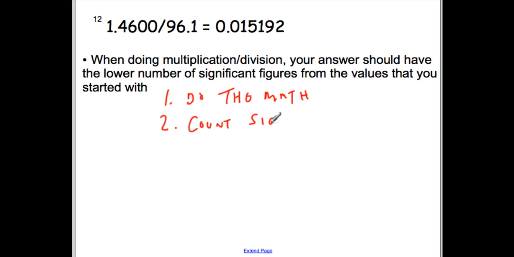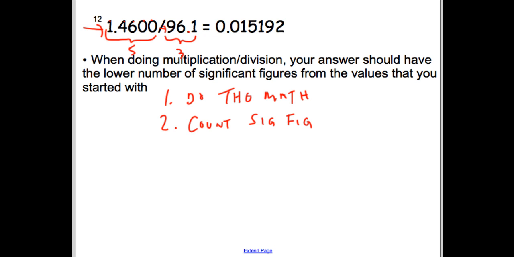So how many did I start with? Because I need to figure out how many I have to round my answer to. So I've got to look at the values that I started with. This 1.4600, I've got to count up sig figs. Again, the decimal's present in this example, so I'm coming from this side. And every single number in here is going to be significant. So I have 1, 2, 3, 4, 5 sig figs again in this example. For 96.1, I have a decimal here, starting from the left side. The 96.1 has 3 significant figures because every number there is significant.